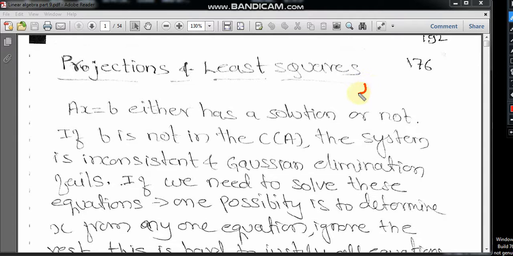Now, say you have an equation x equals 1 and another is 2x equals 1. Does a value of x exist here? No, we cannot have a solution here.